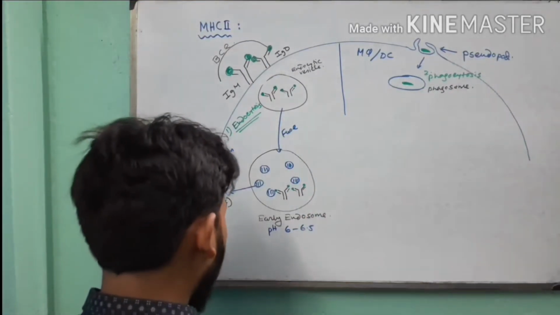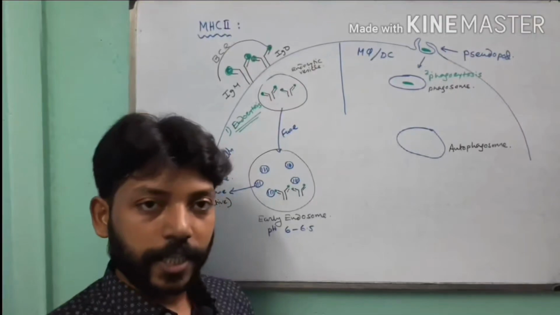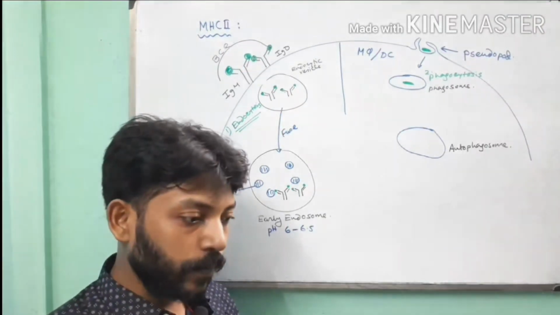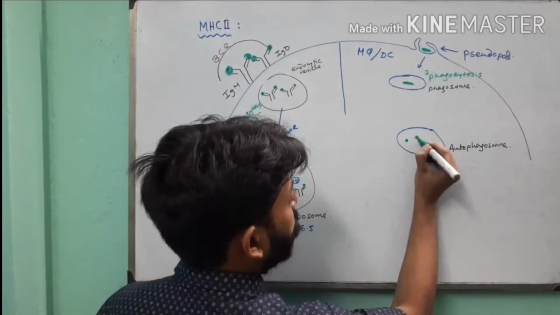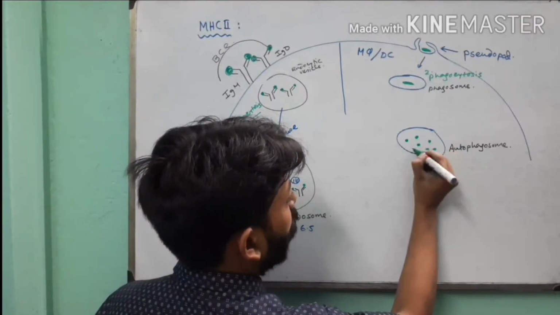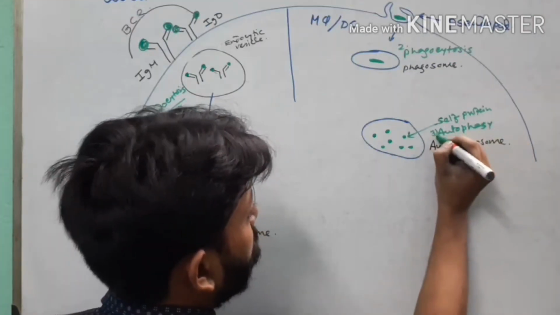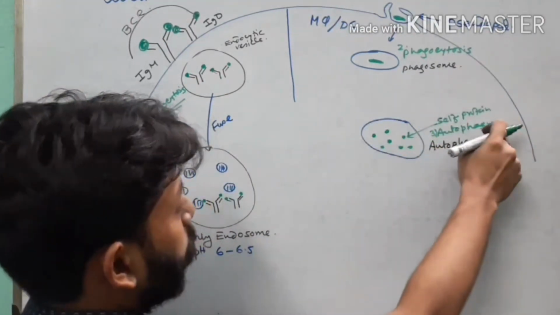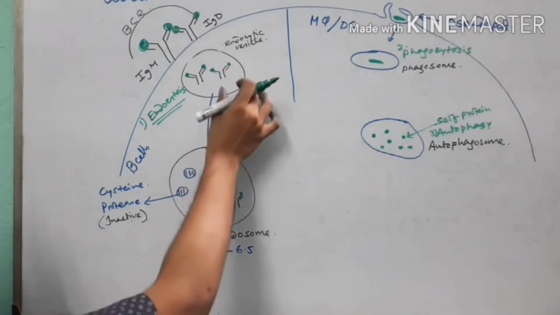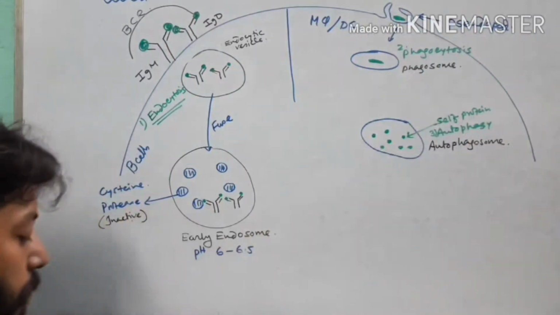So this is phagocytosis. Another thing can occur. This is called an autophagosome. What happens? A cell can autophagy its cell organelles or its proteins. So in the autophagosome, cell proteins or organelle proteins are present. This is the third process. So endocytosis, receptor-mediated endocytosis, phagocytosis and autophagy, by all these ways vesicles are formed, like endocytic vesicles. Phagosome is also a vesicle and autophagosome is a vesicle.